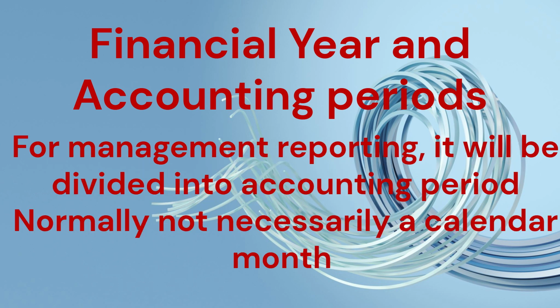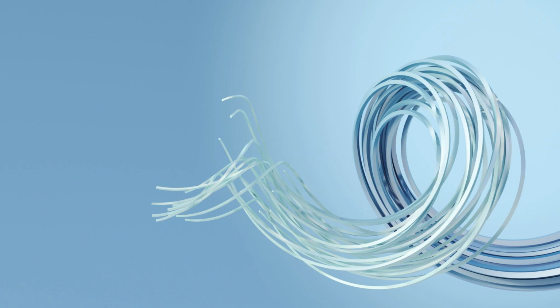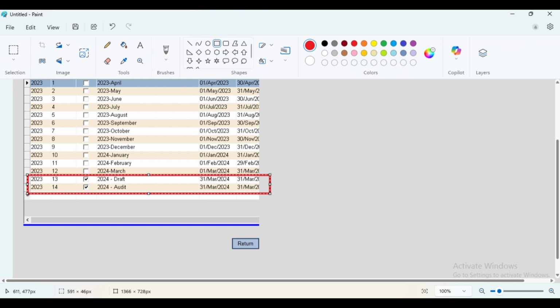For management reporting, it will be divided into accounting periods, normally months in which management accounts are finalized. In LEOBIZ, we have a special accounting period at the year-end, the purpose of which is to identify transactions posted after the last monthly management account before finalizing the accounts by audit.